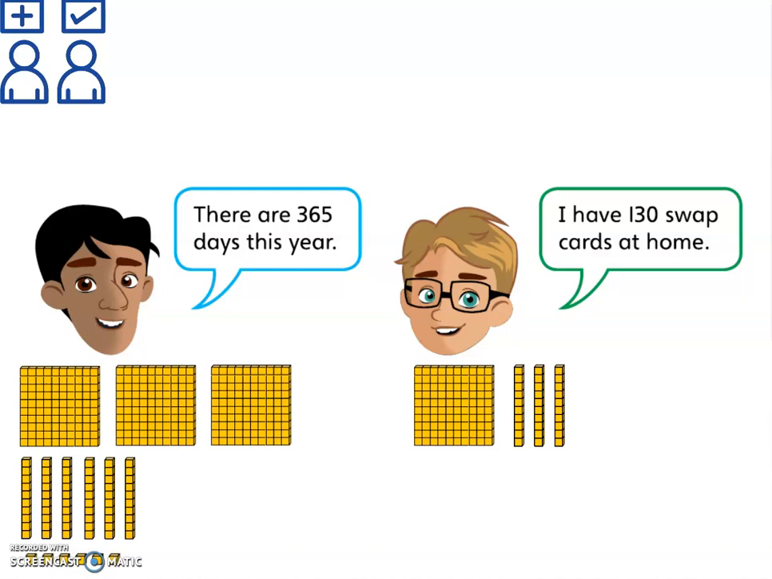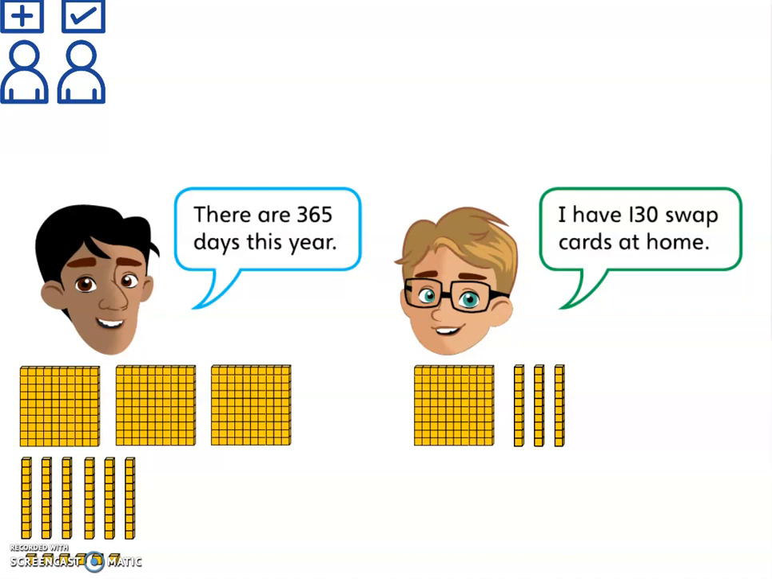Excellent work. Now let's have a look at these answers. So we had Jim who was telling us there was 365 days this year, and using our base 10 models on, we can see the picture underneath them which represents 3 lots of 100, 6 lots of 10 and 5 lots of 1. So we have 300, 6 tens which are 60 and 5 ones which are 5, so 365.